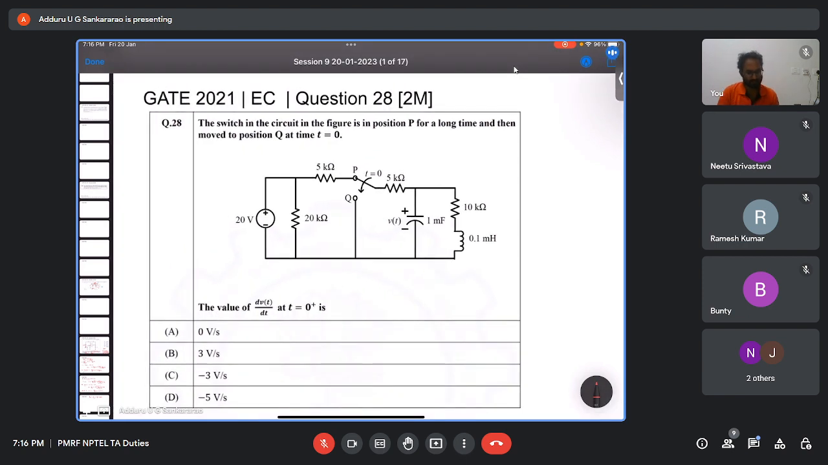This question was given in GATE 2021 ECE for 2 marks. This is from DC transients. The switch in the circuit is in position P for a long time and then moved to position Q at t equal to 0. Then the value of dV/dt at t equal to 0 plus is.